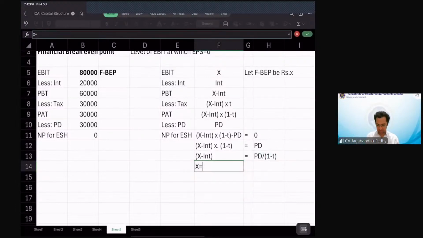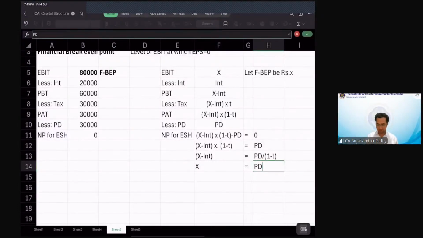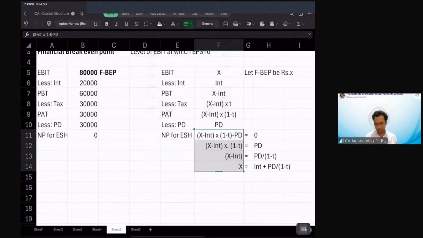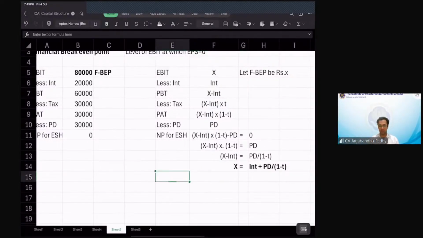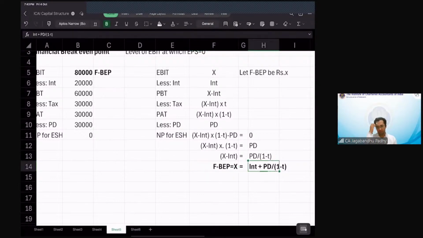So what will X be equal to? X will be equal to interest plus preference dividend divided by 1 minus T. Correct? So this is the formula for the financial break-even point. Financial break-even point is equal to interest plus preference dividend divided by 1 minus T. You can verify it over here.